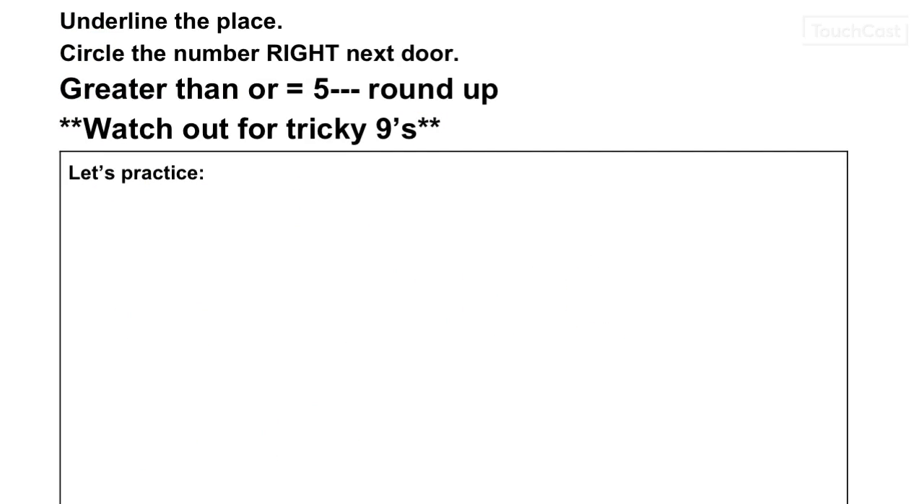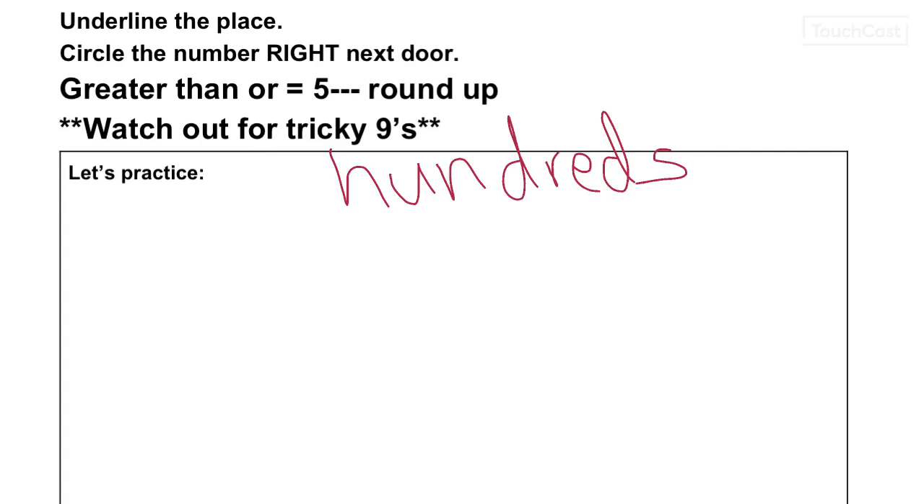All right, we're going to continue with numbers to the hundreds, but this time we're going to round to the hundreds. So let's do the number 115. Okay, so this time we're round to the hundreds. So the number 115 has 1 hundred, 1 ten, 5 ones. So here's the hundreds place. We're going to circle right next door, which this time would be the tens place.